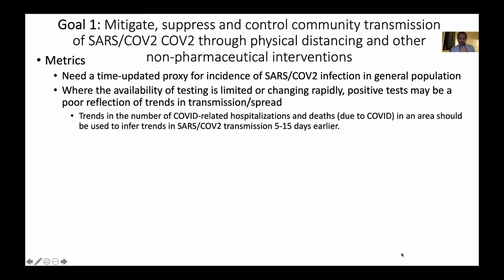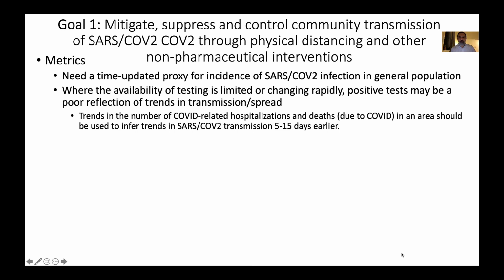It's not something you can measure, especially when there's a lot of asymptomatic infection or people who are not sick enough that it drives them into the healthcare system where they can be tested. By the way, there was no test, or not a test really available early on, and so we had to think about how to do this where the testing capacity is limited or changing rapidly. Looking just at positive tests when it wasn't really widely available could be a poor reflection of trends in transmission and spread.